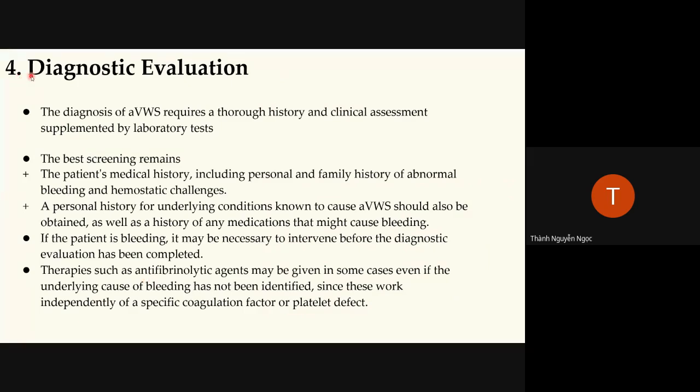And after we have identified a suspected case of aVWS, the next step is to diagnose whether a patient is suffering from aVWS. And the best screening is still the patient's medical history, including personal and family history of abnormal bleeding problems and hemostasis challenge. Personal history of underlying conditions known to cause aVWS should also be obtained, as well as the history of taking any medication and medical bleeding. And if the patient is bleeding, interventions may be necessary before the diagnostic evaluation is complete.